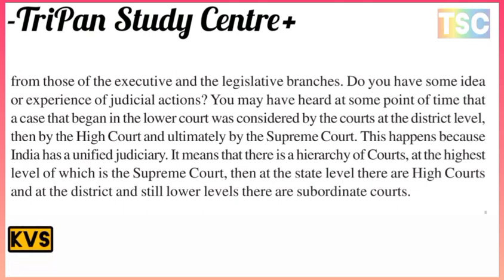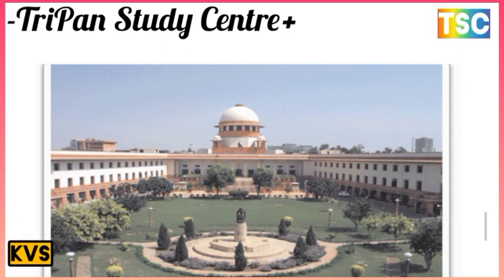This happened because India has a unified judiciary. It means that there is a hierarchy of courts, at the highest level of which is the Supreme Court. Then at the state level, there are High Courts, and at the district and still lower level, there are subordinate courts. On your screen, there is a most important picture here, the Supreme Court of India, a most beautiful and important building.